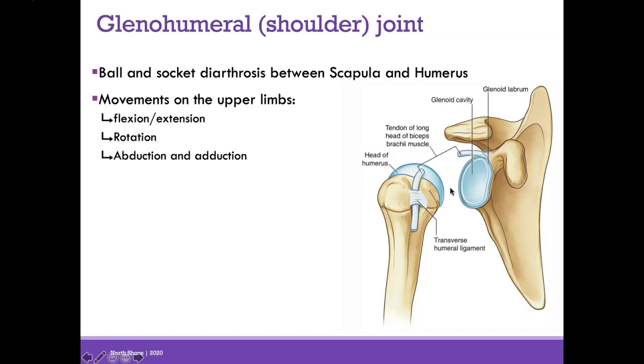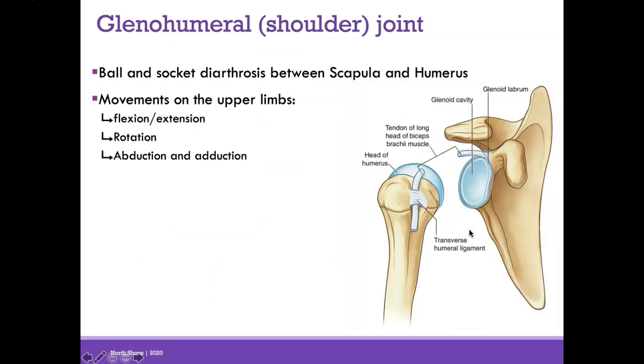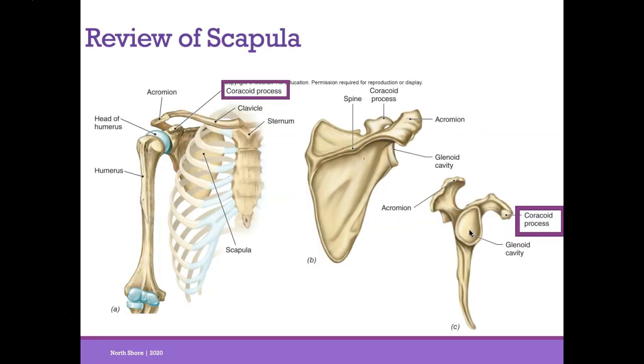So I want to point your attention to the glenoid cavity, which is a part of the scapula. This is the glenoid cavity, right? And remember, the acromion is another attachment site. Right? The acromion is in the back and the coracoid process is in the front. So here's that coracoid process, and then here's the glenoid cavity. So far, so good.